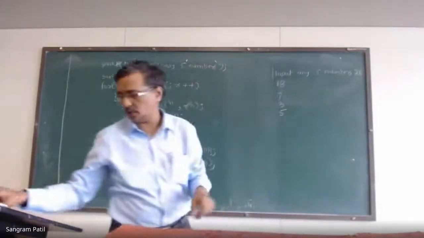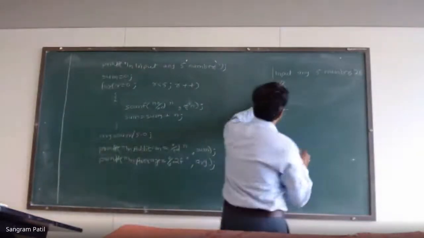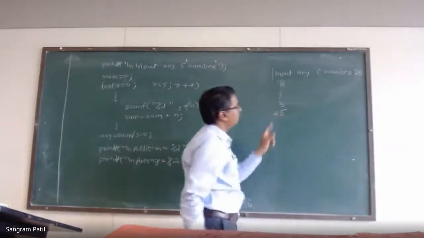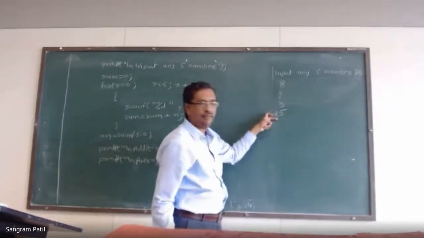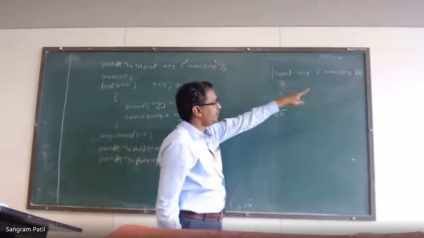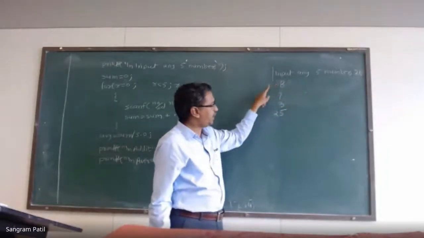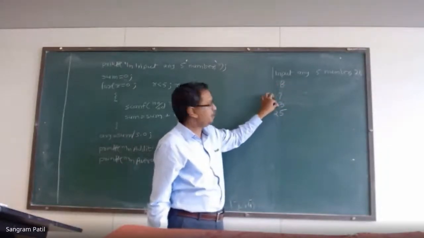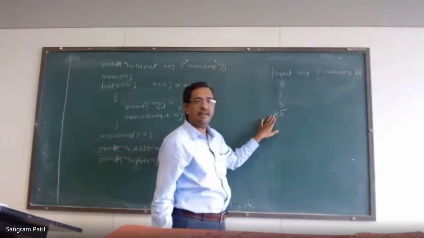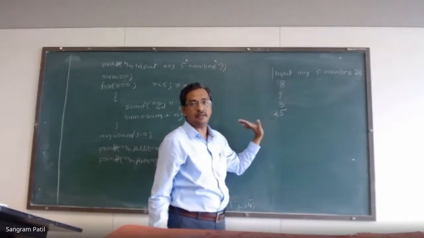Or suppose 26, 8, 7, 3 and 25. Then 26 is greater than 10, 8 is less than 10, 7 is less than 10, 3 is less than 10. So make the addition of these three. 25 is again greater than 10, so don't add it.